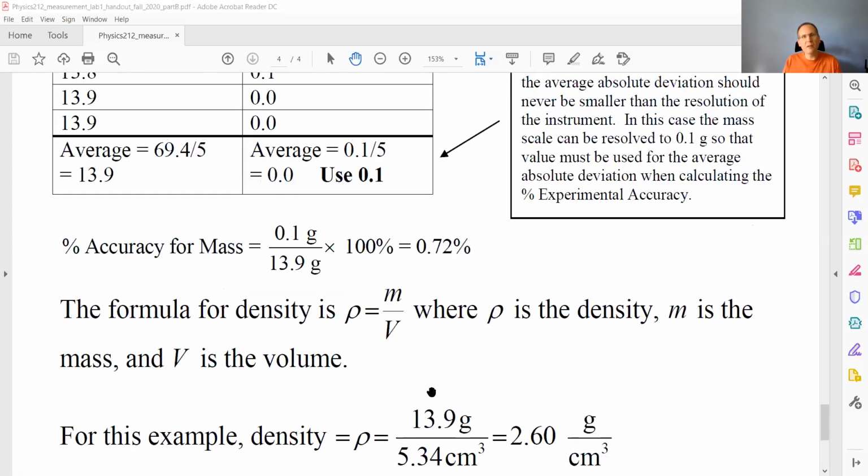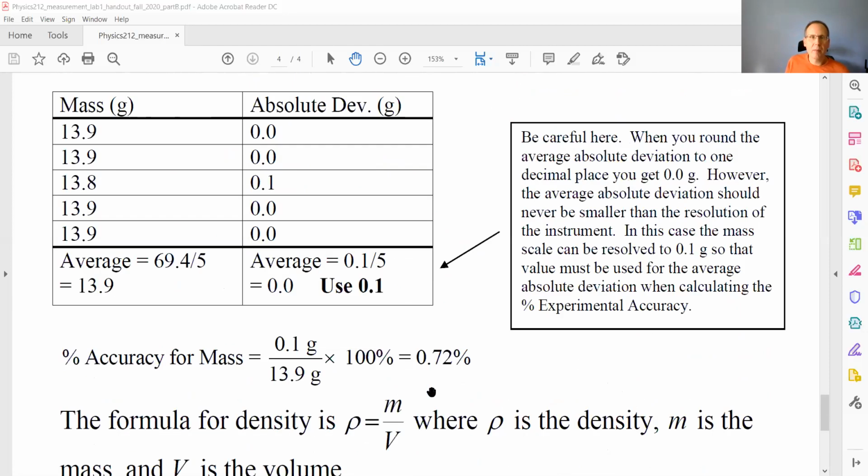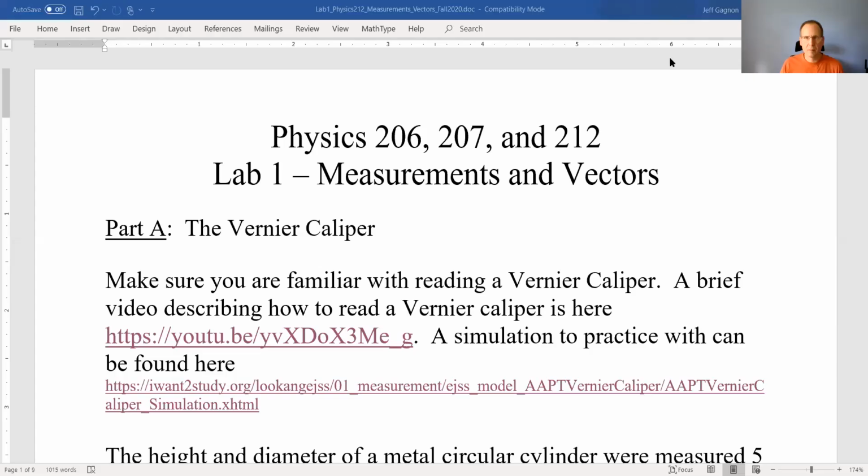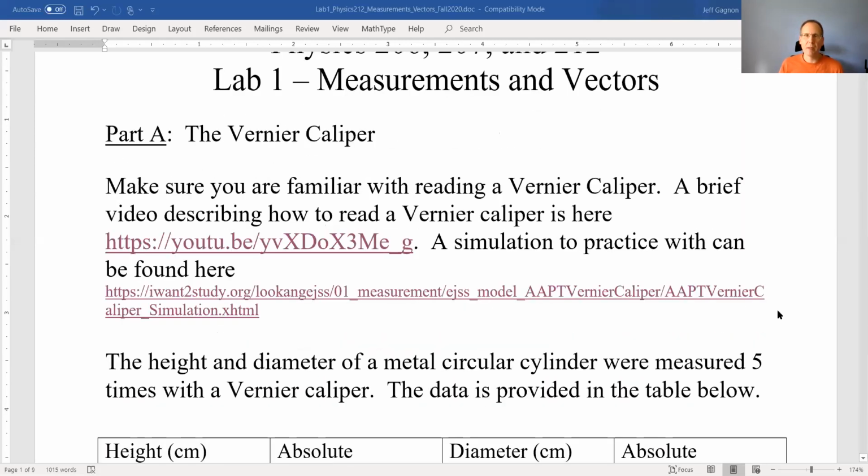Okay, so it's sort of just a review of what we talked about. Okay, let me go to the lab handout now. So remember the first part of this lab is to measure the density of that small aluminum cylinder. And we want to make the measurements of the cylinder with a vernier caliper. We need to compute the volume of the cylinder. So we need to find the height of the cylinder and the diameter of the cylinder.